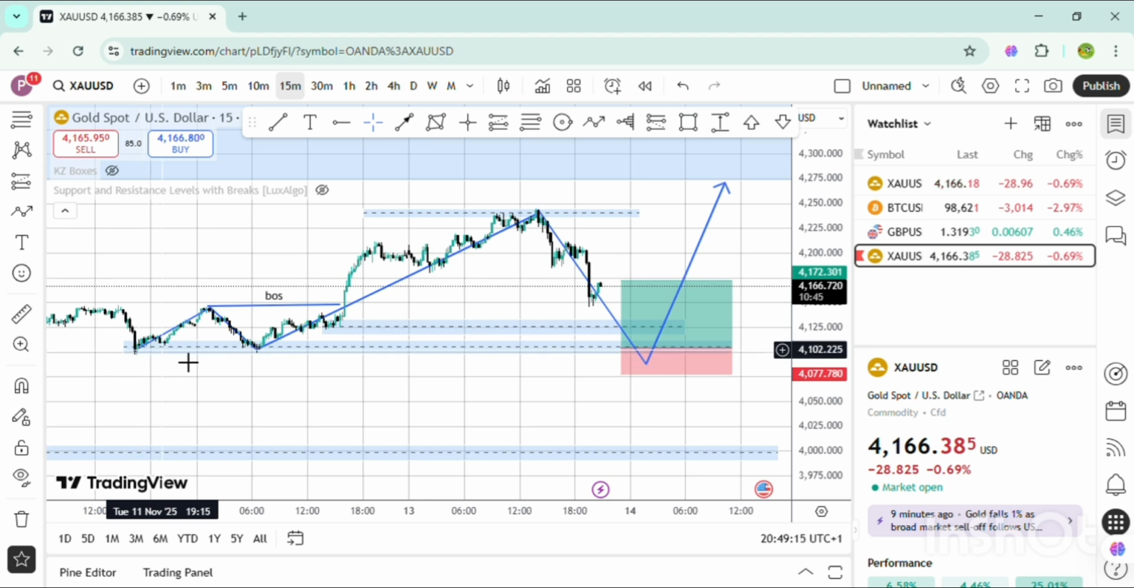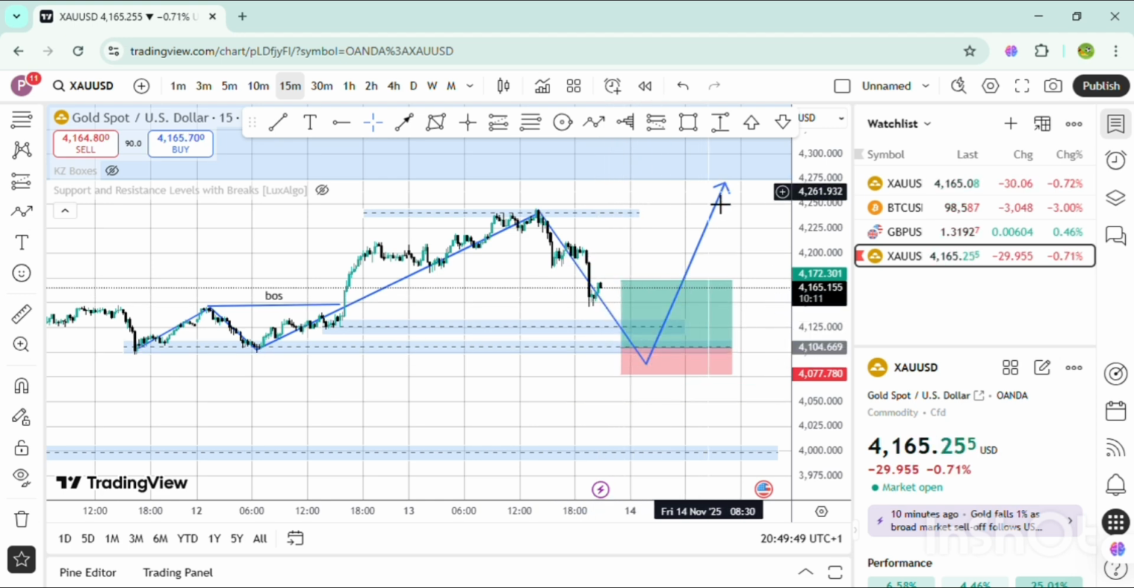So like I said, there must be a break of structure to the upside direction. Look at it here. A break of structure to the upside direction. Then an inducement which will come to sweep the other block before it goes up. You see the break of structure, order block, break of structure, an inducement that will come to sweep the order block before it goes up. So that's it. Same for the sell as well.